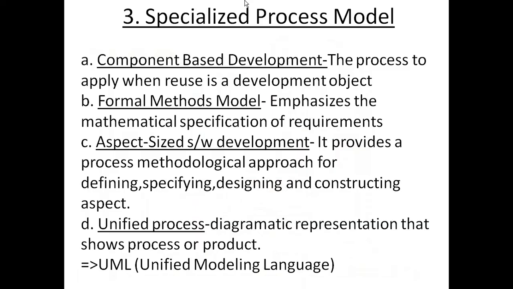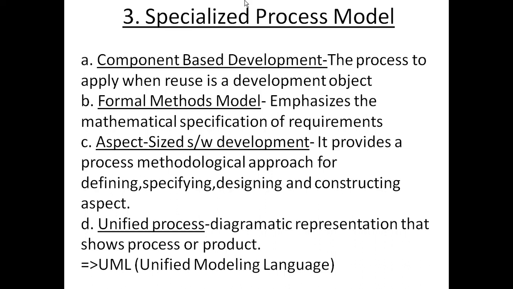The third process model is the specialized process model. In the specialized process model, there are different phases. The first is component based development, which means the process to apply when reusing components in a development project. Second is the formal methods model. It emphasizes the mathematical specification of the requirements. Let's say the application we want to build is a calculator. If it is a scientific calculator, we require many mathematical equations to be included in our code. So this is nothing but the formal methods model.